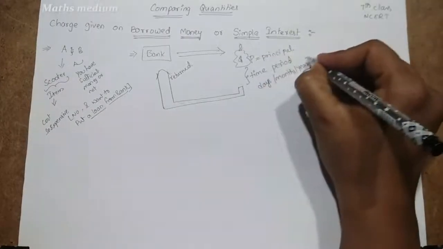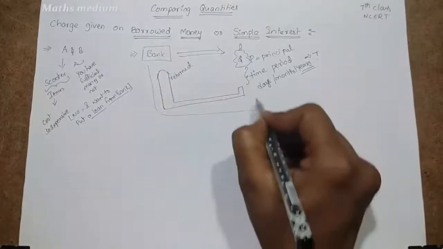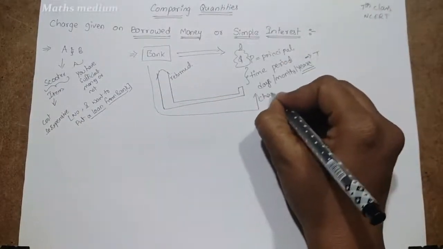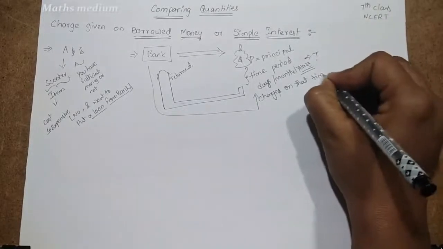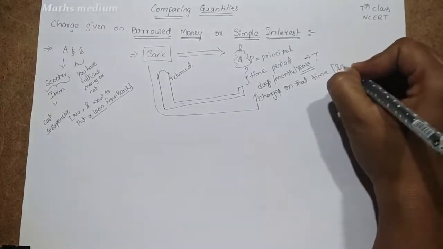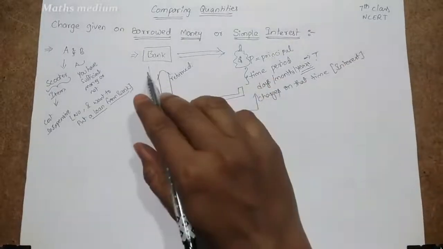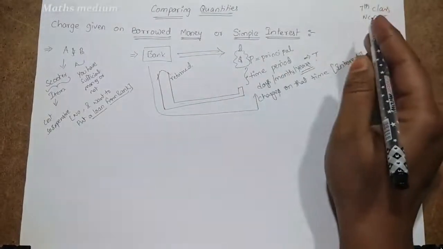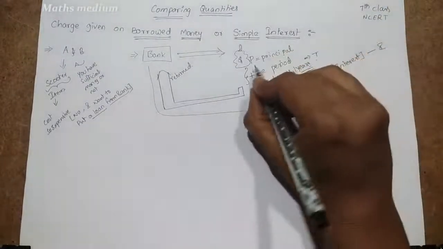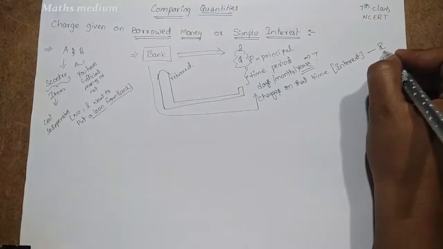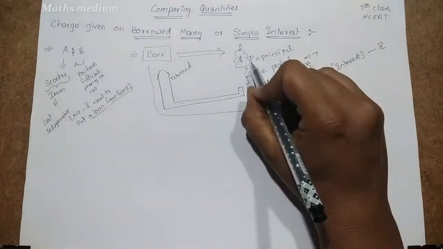This is called T. For this time, the bank has some charges. Charges on that time are called interest, according to their rules, and it depends on the principal also. So here we have three: one is P, another is T, another is I. This is interest, this is time, and this is principal.